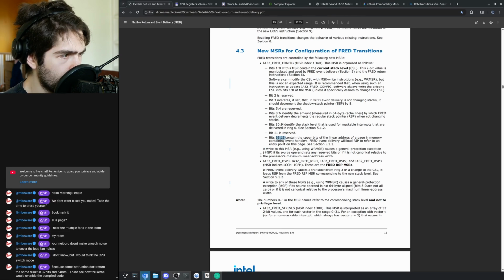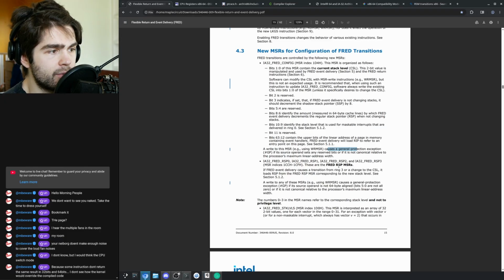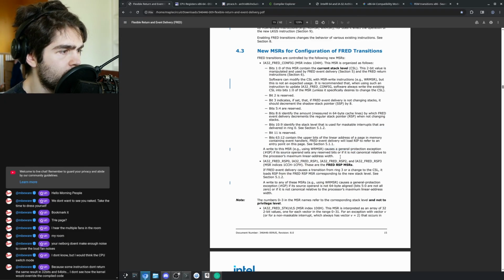Okay, I think we're getting it. A write to this MSR causes a general protection exception if its source operand sets any reserved bit or if it is not canonical relative to the processor's maximum linear address width. Okay. IA32 Fred RSP 0, 1, 2, 3. Blah, blah. These are the Fred RSP, so return stack pointer MSRs.